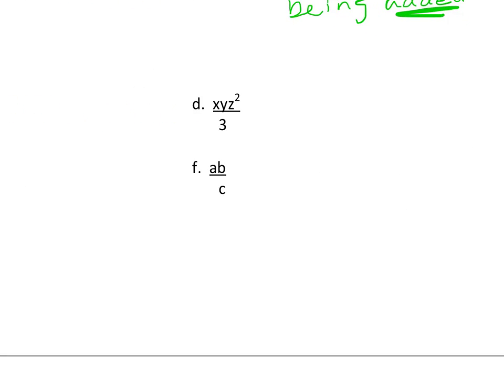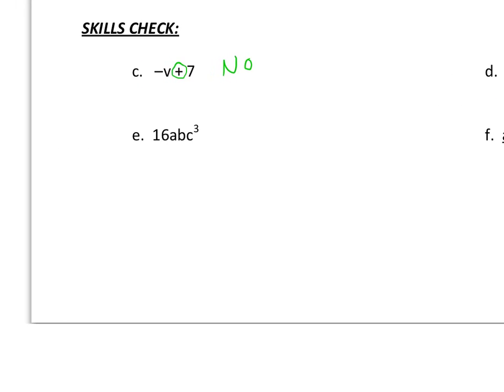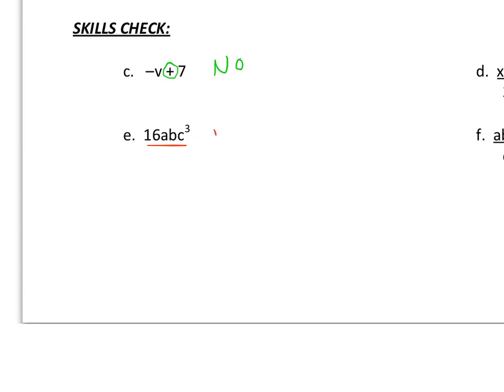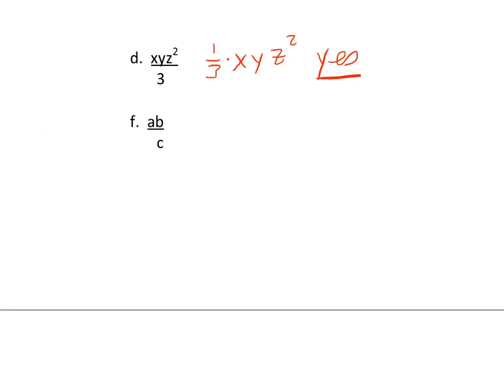Our next one looks kind of difficult here, but actually I can write this as 1/3 x y z squared, and that's a division or a multiplication problem. You're multiplying by 1/3. So yes, it's division. The 3 is in the denominator, but we can also write it as times 1/3. So this still is a product of a constant and variables. So yes, it still works. Here we have a constant times variables. So yes.